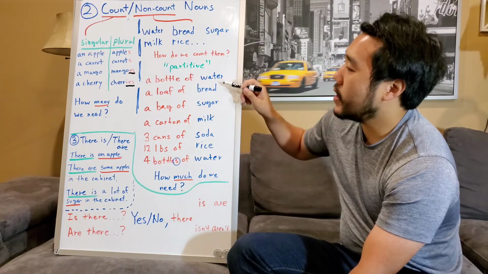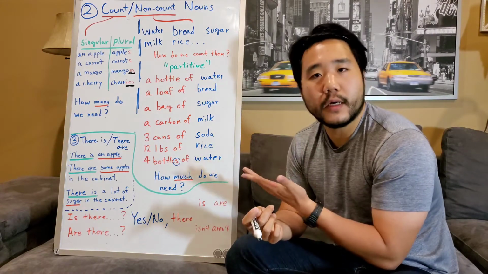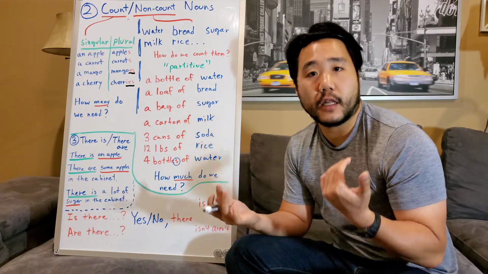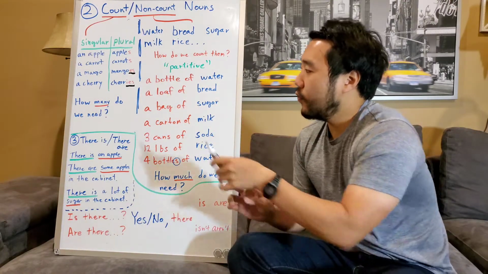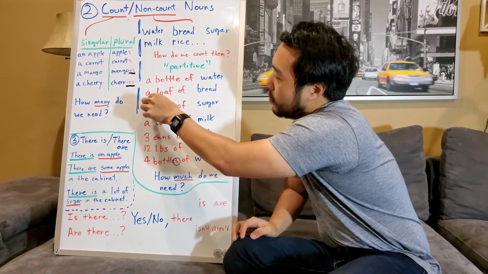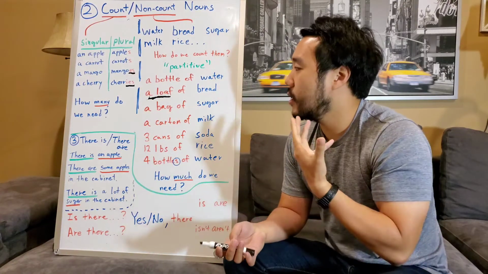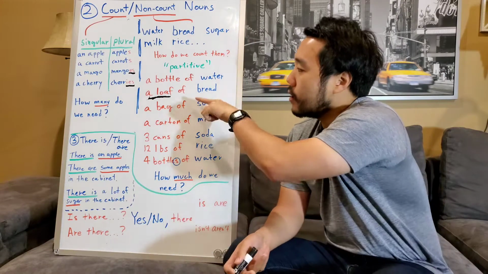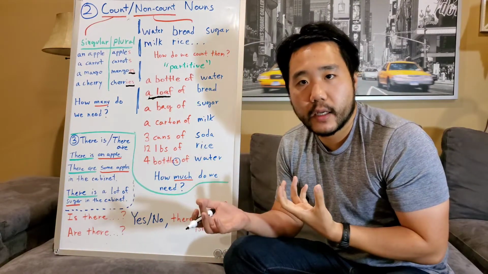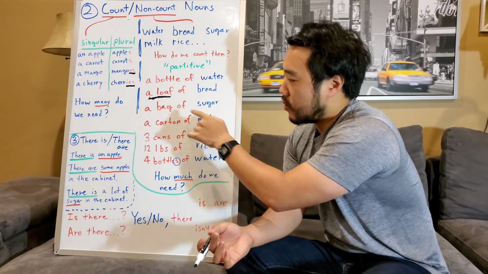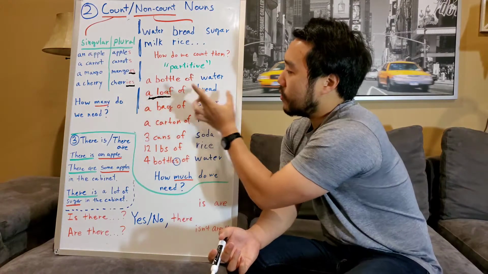So here I just have water, but it could be a bottle of juice, a bottle of soda, a bottle of any kind of liquid. But for a loaf of bread, this partitive, loaf, I don't want to call it a measuring unit, but it's easier to understand. A loaf is only used for bread. You cannot use it for sugar or milk or anything. It's a specific partitive for bread.